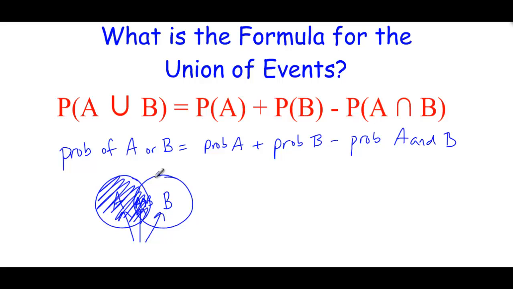Probability of B would be in this entire circle. But if you notice, I've counted this middle part twice: the time when I shaded it blue and the time when I shaded it red. So what we're going to do is subtract that middle part one time, and that'll give me just the red part, just the A part with blue, just the red part in B, and then one time of the overlap. And that's what our formula gives us.